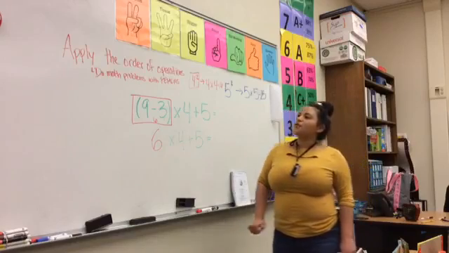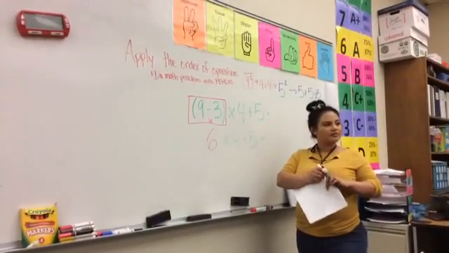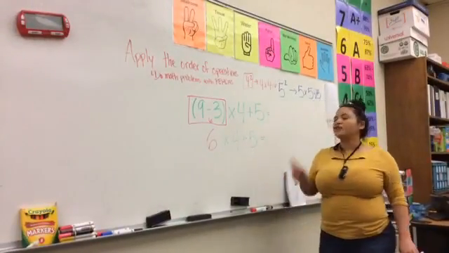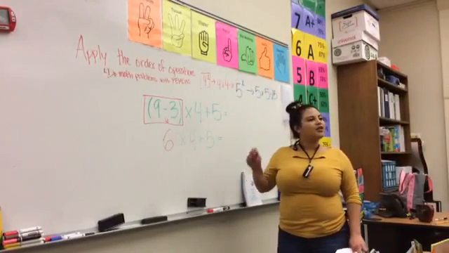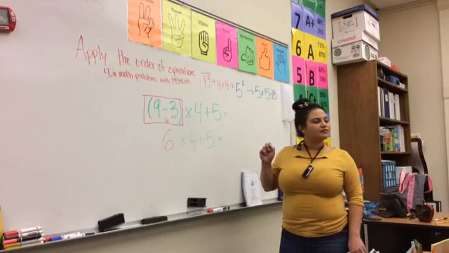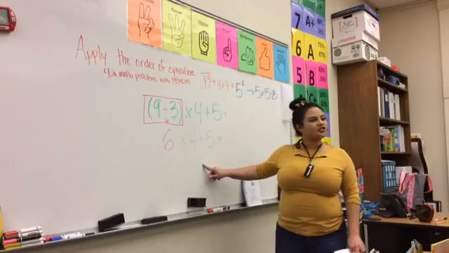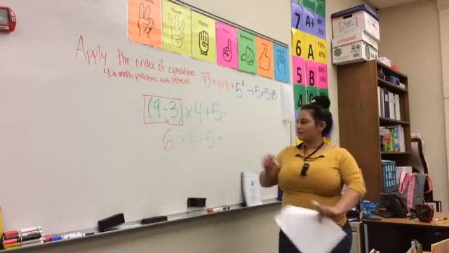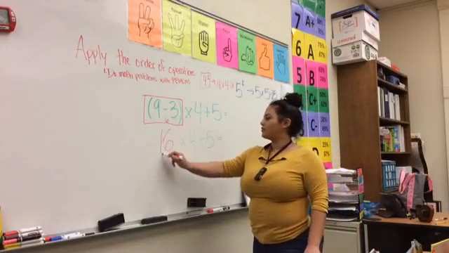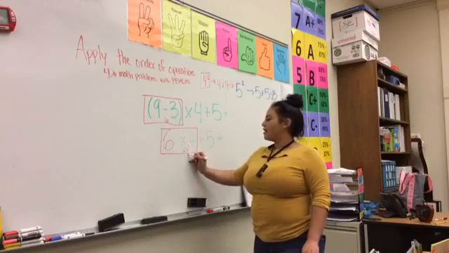Christian, after exponent, we look for what? Multiplication or division. If we have both in a problem, how do we know which one to do first? You read it like a book, and whichever one comes first, you do first. Good. So let's see, do we have multiplication or division, Christian? We do have multiplication. We have 6 times 4, which is 24.